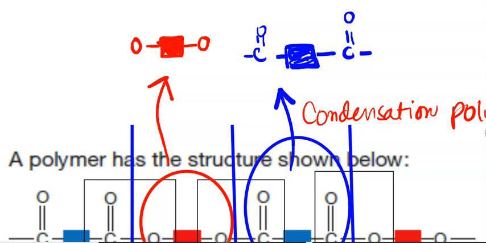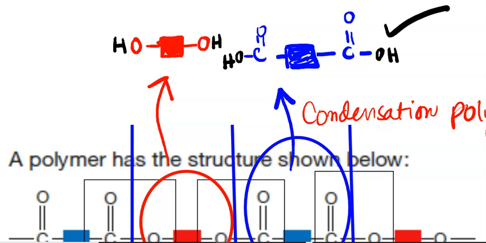Okay, now for this part, remember from which part H is removed and from which part OH is removed. The alcohol part gives hydrogen, so this one is the alcohol part, and the acid part gives us the OH part, so just put the OH part here.